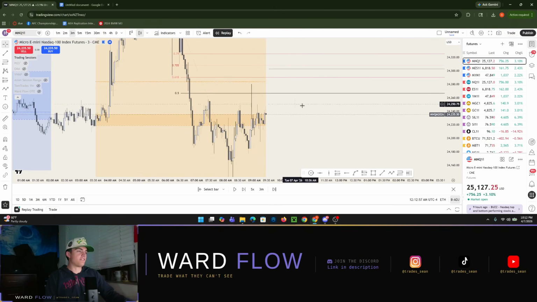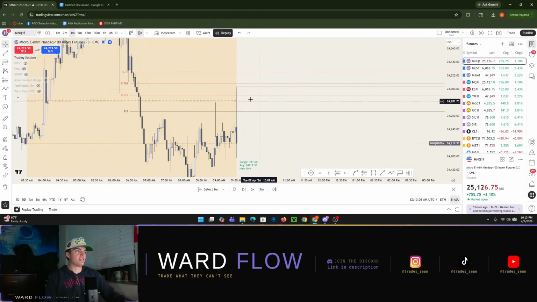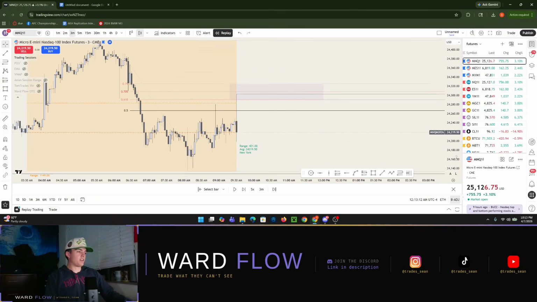We see price tapping to the 50% here. And then with the influx of New York market open, you can see here, we come up perfectly, tap OTE right here, bang. So this right here would have been an easy trade entry.